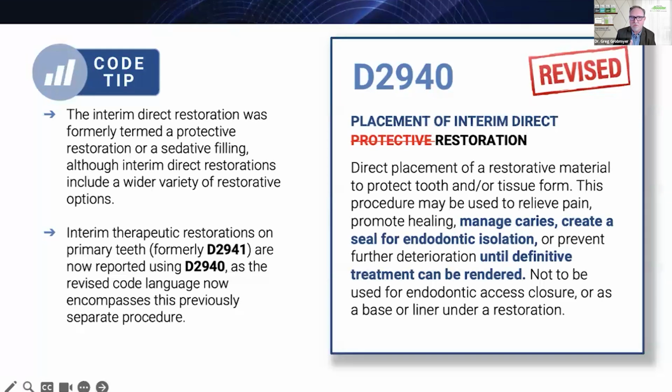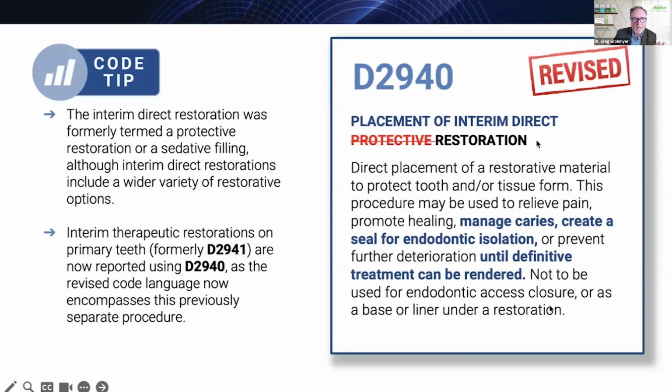D2940 is one of those codes that could be a take back code, just so you know. When you're turning this into insurance and you end up following it up with a definitive restoration shortly thereafter, sometimes they take back what they paid you on a D2940. They'll deduct it from the permanent restoration, the buildup or the filling that you might do. So just be aware of that as well.